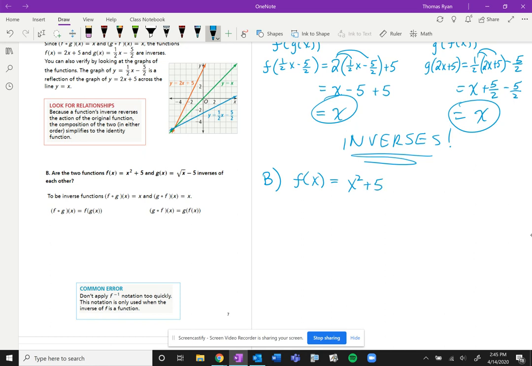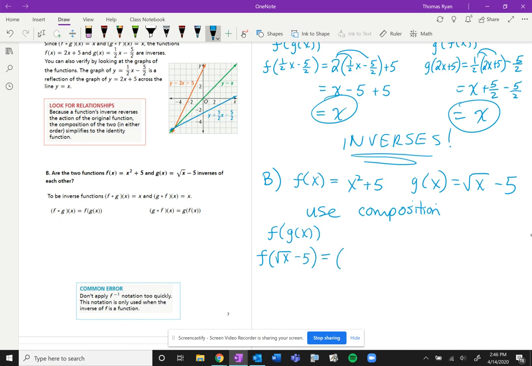So we no longer have to go through a process of actually finding the inverse. Sometimes we're just going to be asked if these two functions are inverses of each other. And so we are going to use composition. All right, so let's first try f of g of x. So we're going to put the g function, the square root of x minus 5, in for everywhere we see x. So we're going to put in square root x minus 5 squared plus 5.